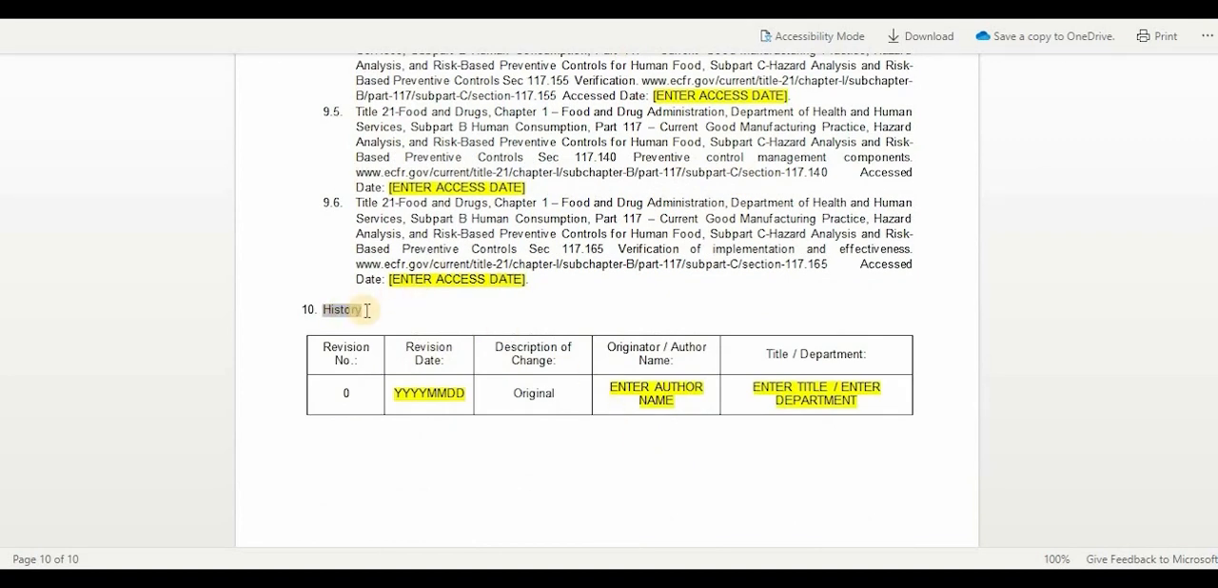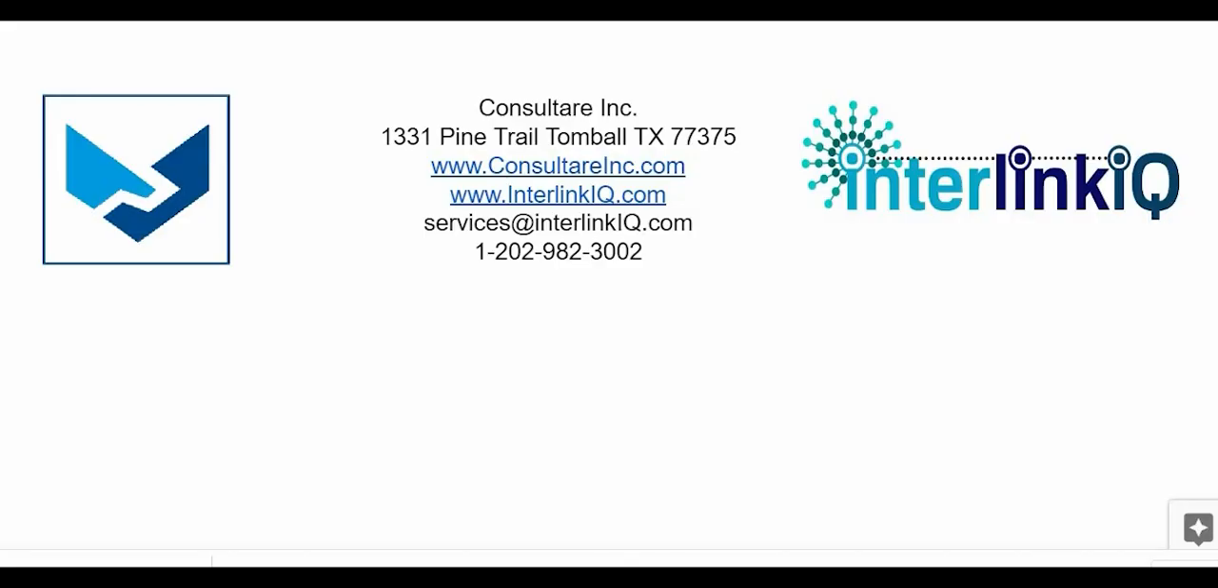Lastly, history. The history section is where we can update the program if there are any changes or revisions made in the document. If there is a revision, enter the revision number, followed by the revision date, the description of the change made, the name of the author or the originator, and the title or department of the author or the originator.